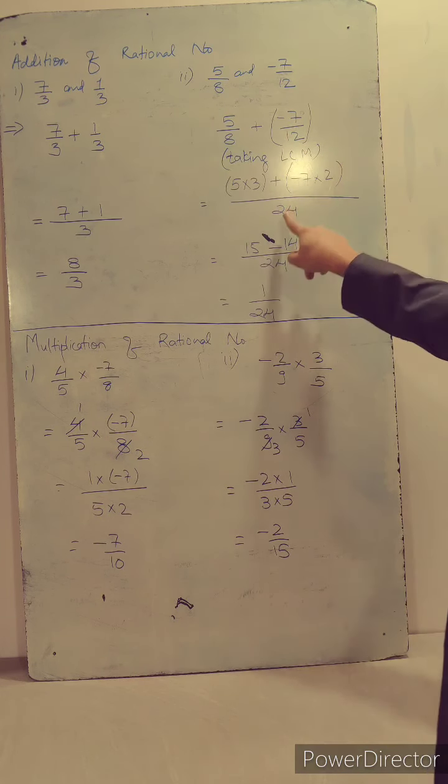Similarly, minus 2 by 9 multiplied by 3 by 5. 3 and 9 are divisible by 3. So 3 1 time 3, 3 3 times 9. Minus 2 into 1, 3 into 5. Final answer is minus 2 upon 15.